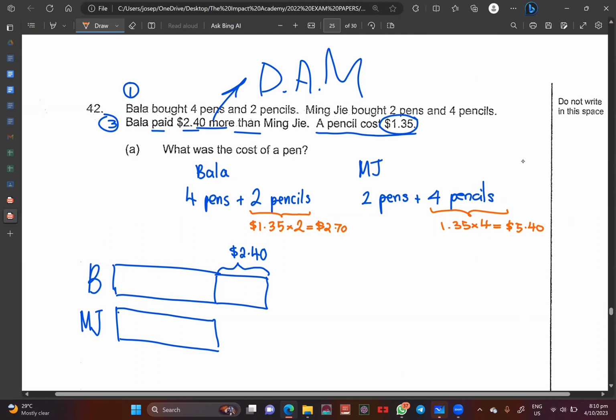Now, well, the problem here is this, right? I don't know what this 240 is. Make sense? Now, what I want to do next is to ask myself, can I show this 270 and this 540 in the model?